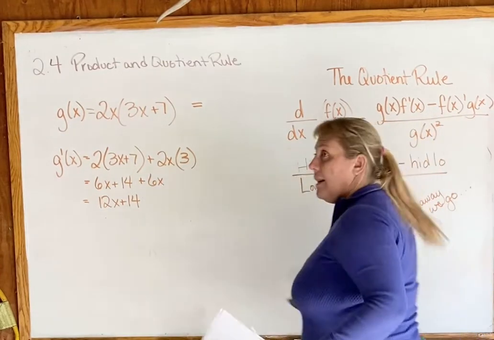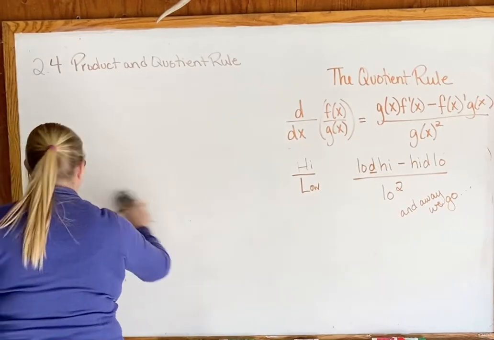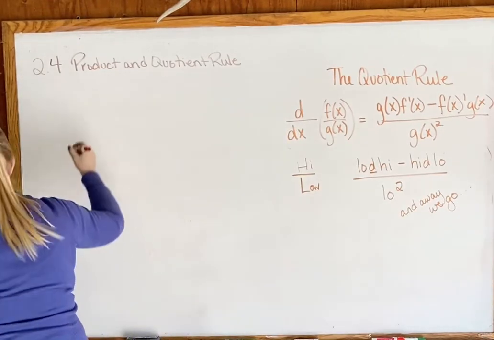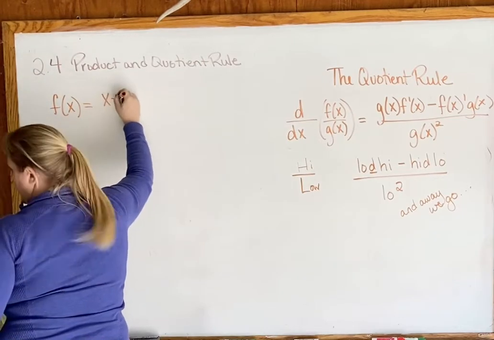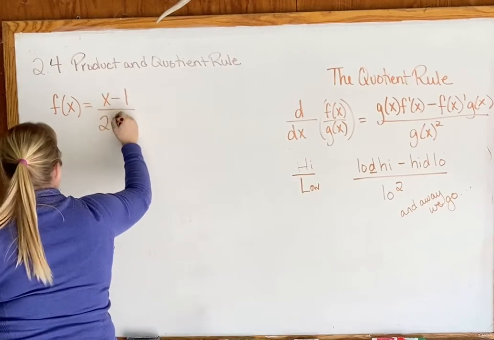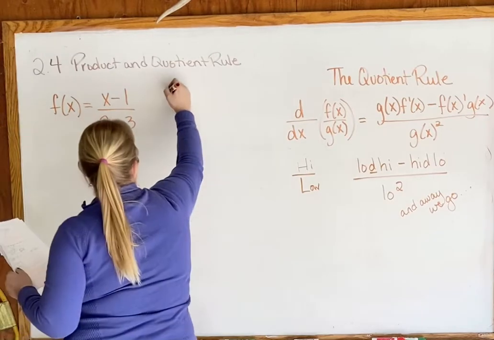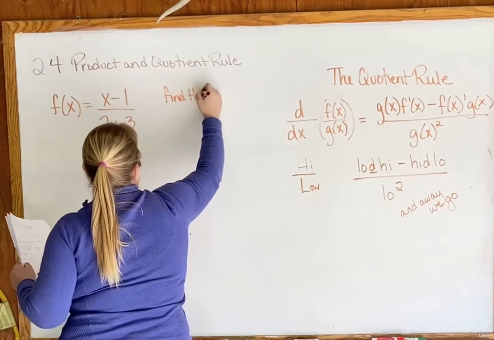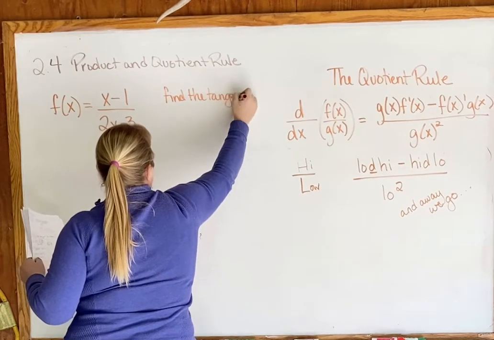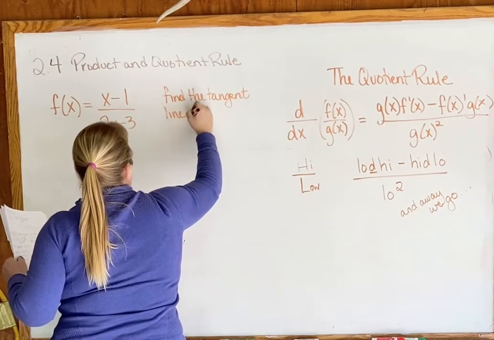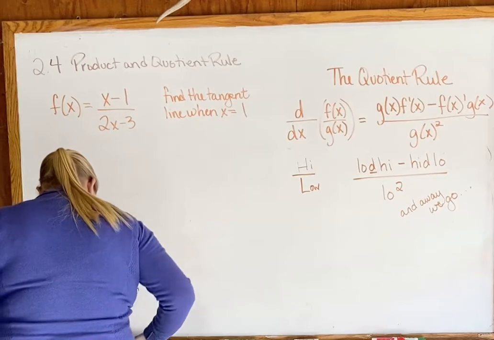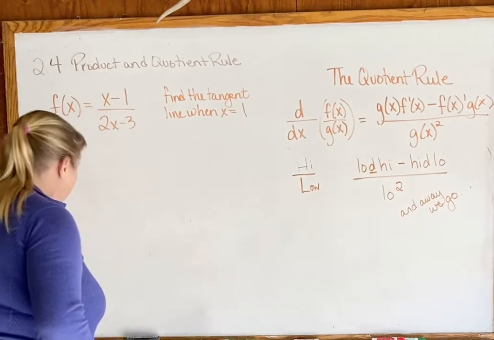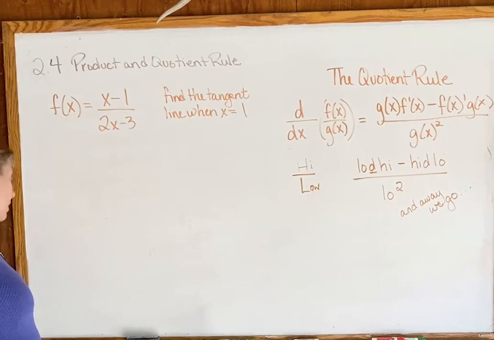So let's look at that then. If f of x is equal to x minus 1 over 2x minus 3, they ask us to find the tangent line when x equals 1.